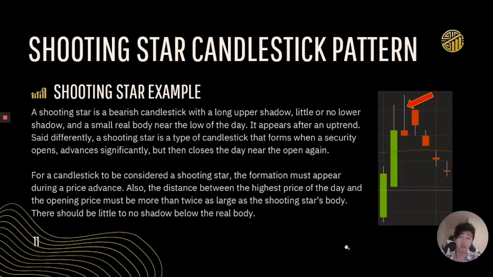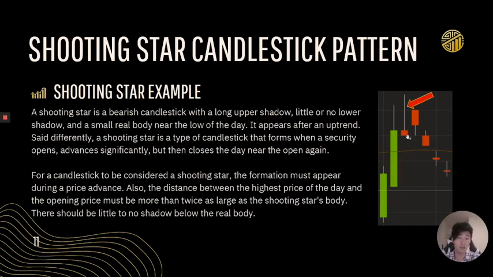Now, the opposite is true. This is called the shooting star candlestick pattern, or what we also call the inverse hammer, okay? You can see here that the hammer has been inversed, so you can either call it the inverse hammer pattern or the shooting star. Right, it looks like a shooting star. So a shooting star is a bearish candlestick. Remember, the hammer was bullish. This is the opposite.